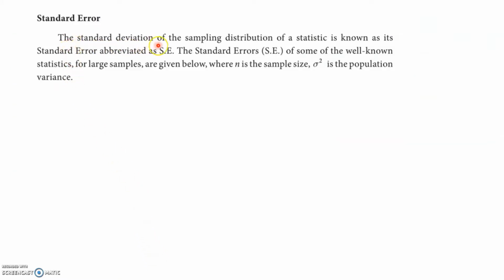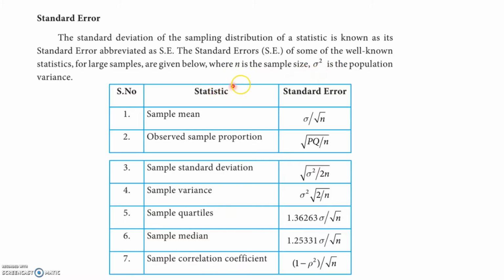So the standard deviation of the sampling distribution of a statistic is known as its standard error, abbreviated as SE. The standard errors SE of some of the well-known statistics for large samples are given below, where n is the sample size, sigma squared is the population variance. So for any sample size of n and a variance of sigma squared, we have some inference here. So this table gives you how to calculate standard error for different statistics.